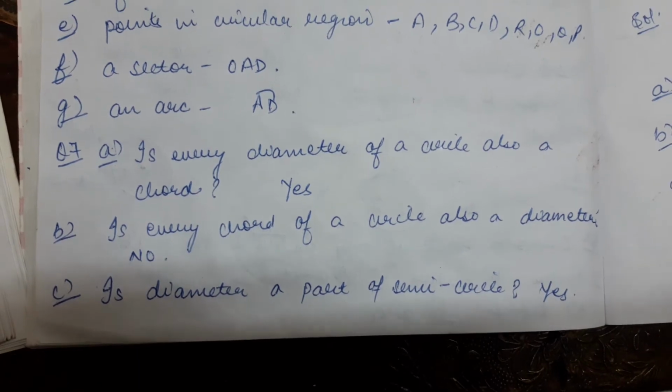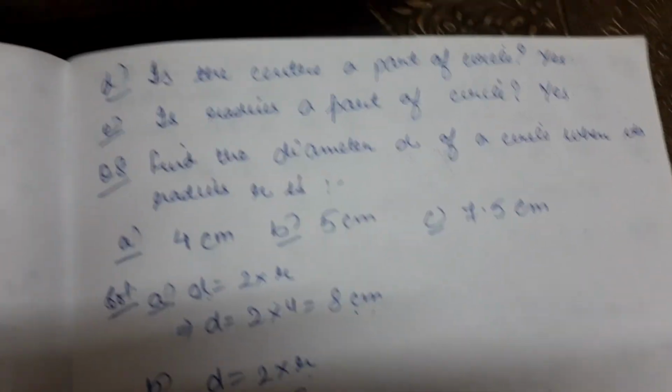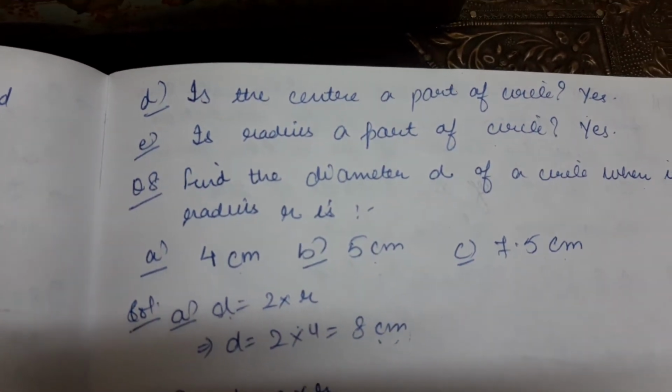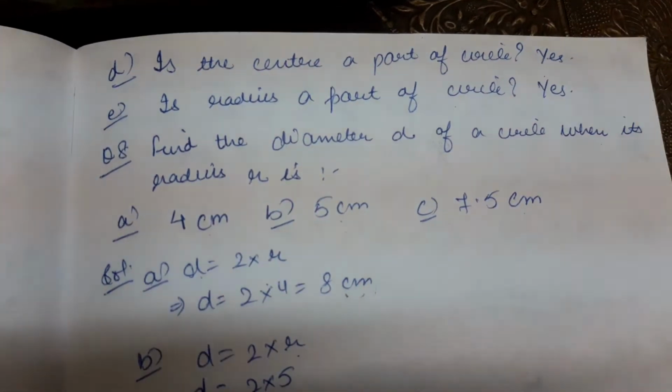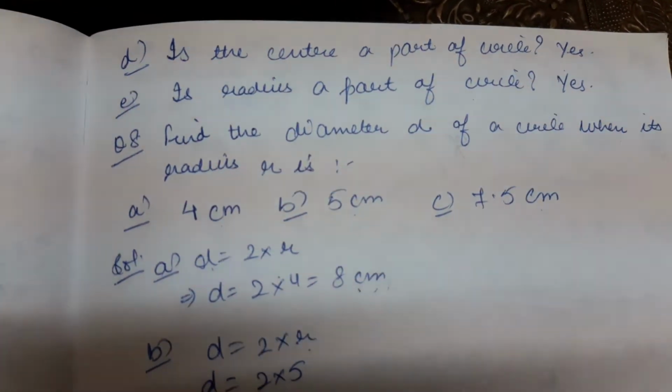Next is, is diameter a part of semicircle? Yes, obviously diameter is a part of semicircle, because if we have a semicircle like this, then this is the diameter which is a part of semicircle. Next, is the center a part of circle? Yes, center lies inside the circle, so yes, it is a part of circle. Next, is radius a part of circle? Yes, radius also lies in the circle, so yes, it is a part of circle.